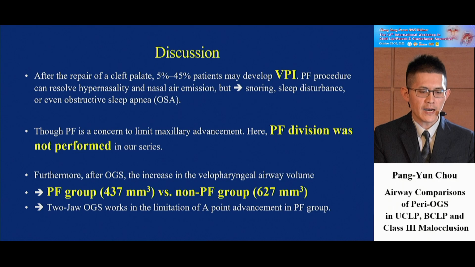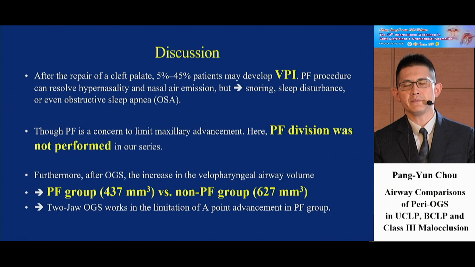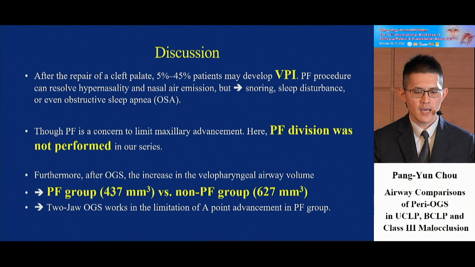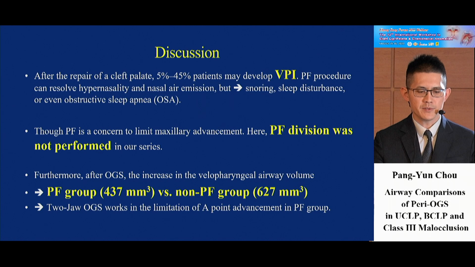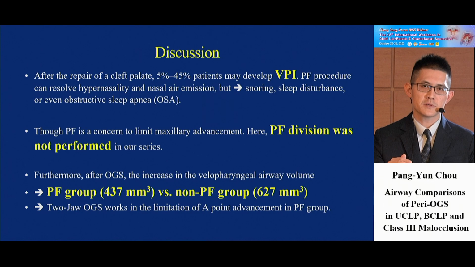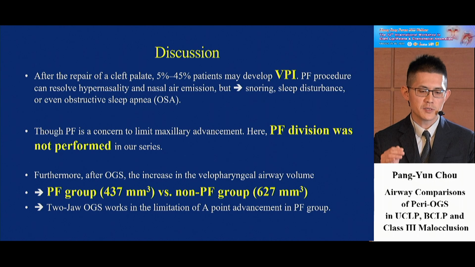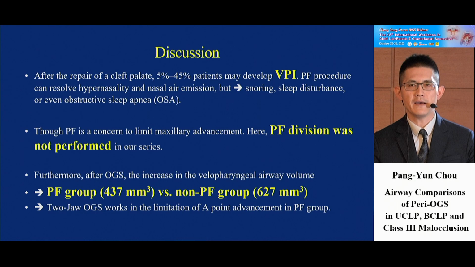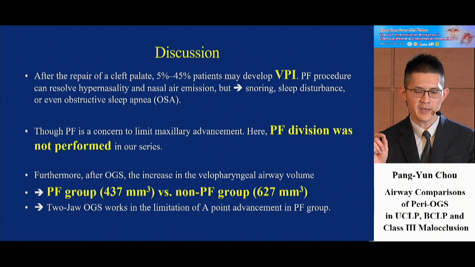Regarding the VPI, because all the patients receiving pharyngeal flap in our group were not divided, all the cases we could collect are UCLP with the pharyngeal flap intact. However, as I have said, before the surgery the PF group really shows less volume compared to the non-pharyngeal flap group. But the same result after the surgery, without dividing, they could show a similar airway volume between with and without the pharyngeal flap.